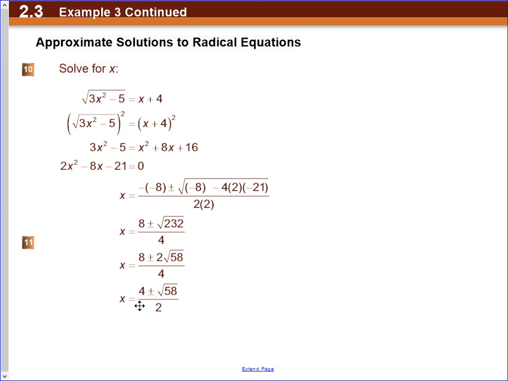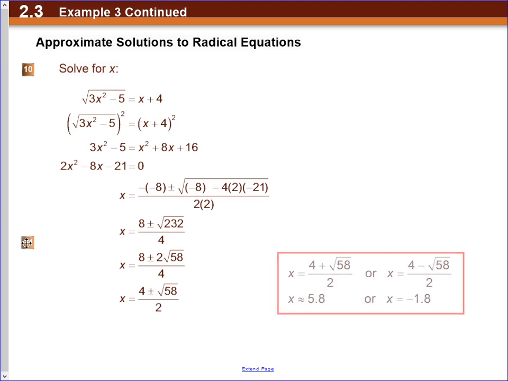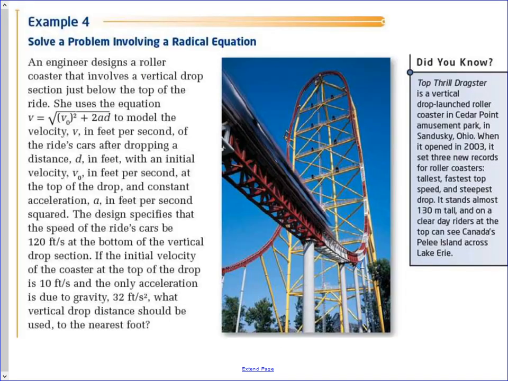It simplifies to 4 plus or minus the square root of 58 over 2, which is equal to approximately 5.8, or negative 1.8. Hey, look at that. Look at that.